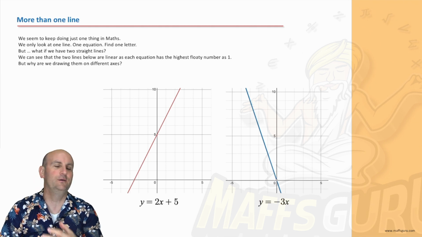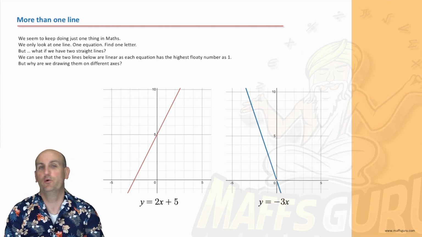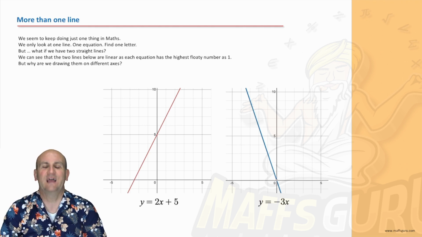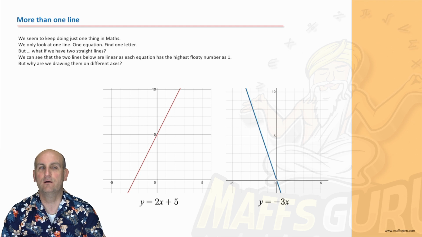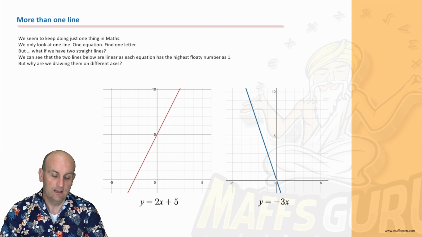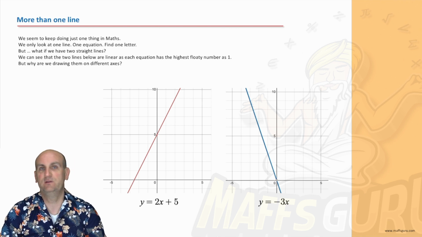Now, why would we think that we can only draw one line on a graph? Seems a bit strange to me, really. All that effort drawing up those axes and putting on a line to then go, oh, now I've got to do it again for another one. It becomes tedious. But obviously in this situation here, I've given you two lines.